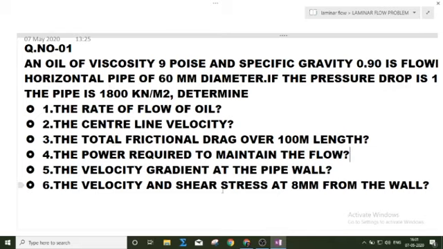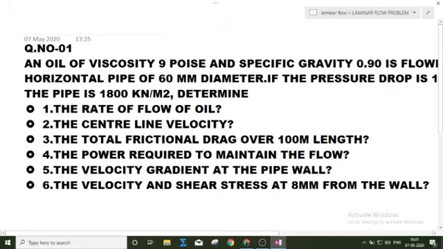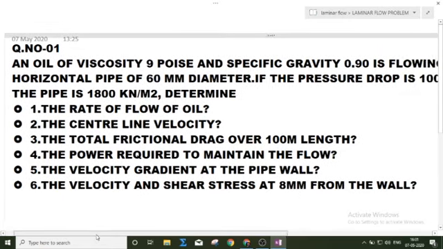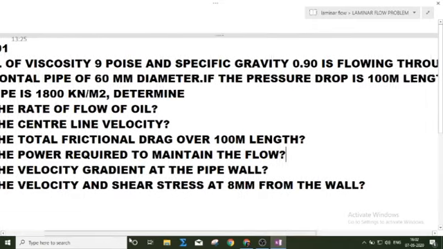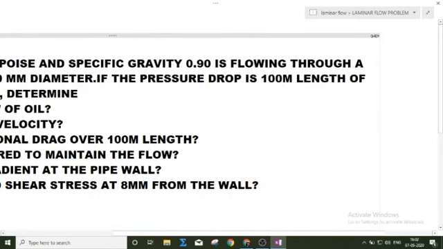Let's proceed now. As I have discussed laminar flow, today we are going to solve some numericals. These are classroom numericals. This type of numerical will generally come in your exam.